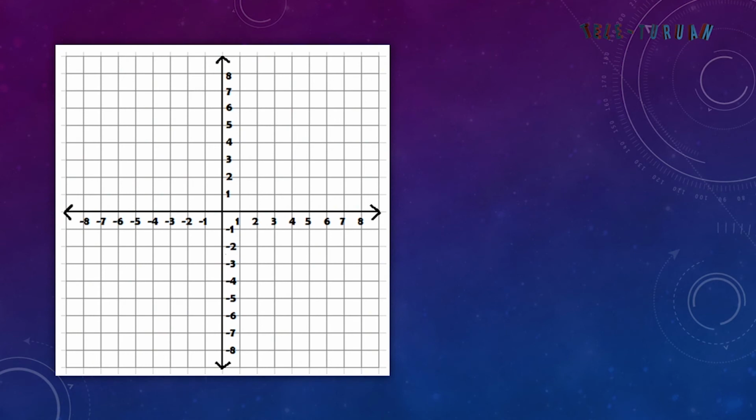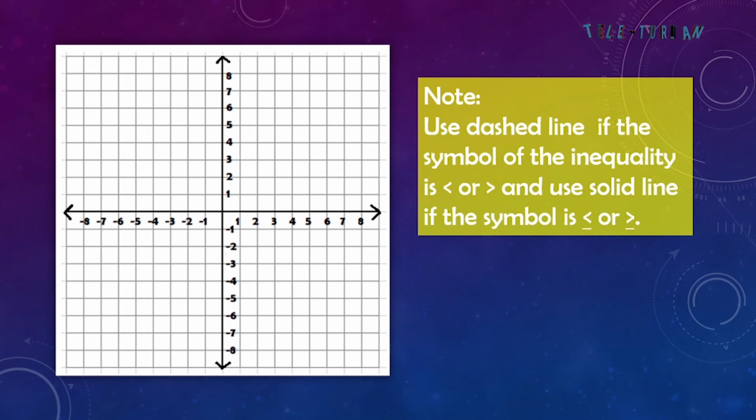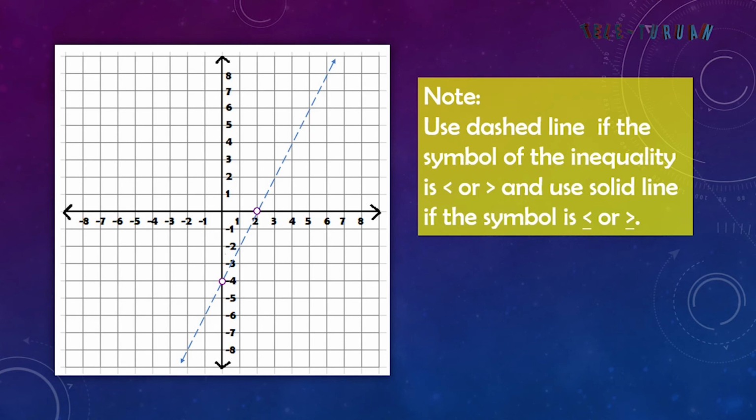In a Cartesian plane, plot the intercepts, connect the intercepts to draw the plane divider. Take note, use a dashed line if the symbol of the inequality is less than or is greater than, and use a solid line if the symbol is less than or equal to or is greater than or equal to. In this case, the symbol used is greater than, so we will use a dashed line as a plane divider, which means all the points on the plane divider are not part of the solution set.